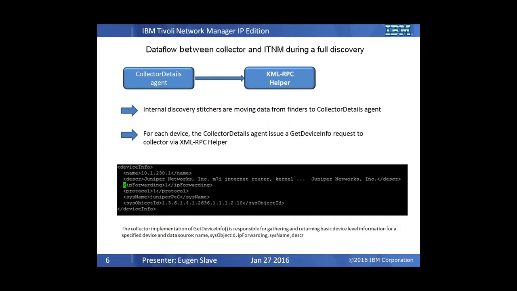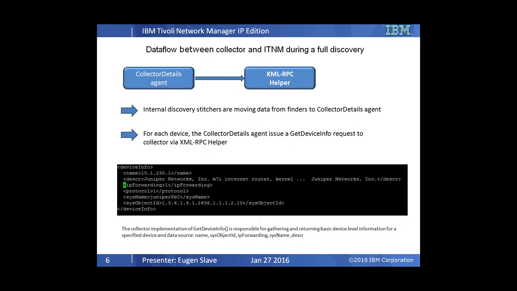Okay. The next step involves the collector details agent. From the OQL table finders returns, internal discovery features are moving data to the collector details agent. Now the collector details agent is requesting information about each device using the getDeviceInfo method.